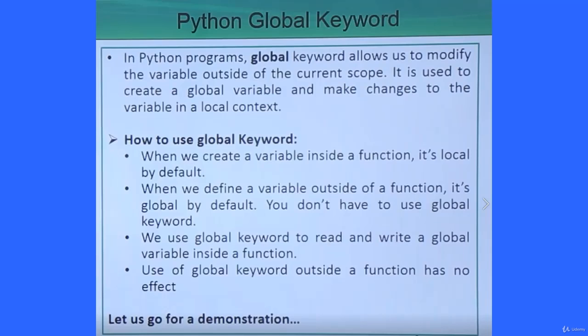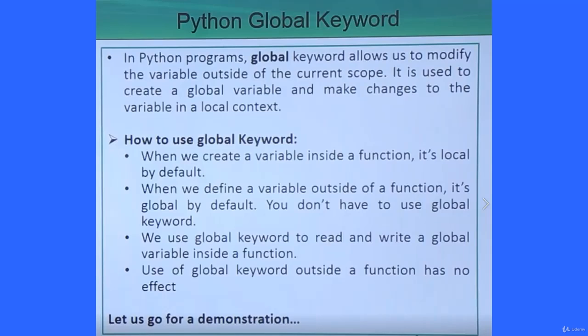So how to use the global keyword? When we create a variable inside a function, it is local by default. The scope is local by default. When we define a variable outside of the function, it's global by default. You don't have to use the global keyword in that case. So we use the global keyword to read and write a global variable inside a function. Use of the global keyword outside of the function has no effect.